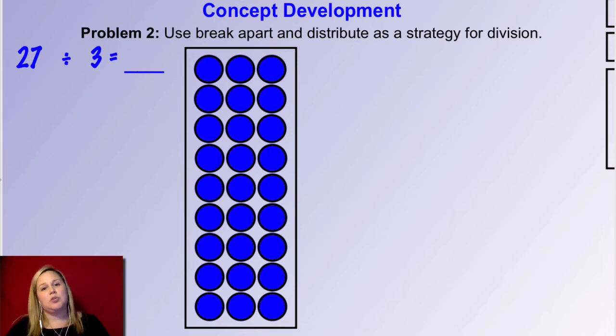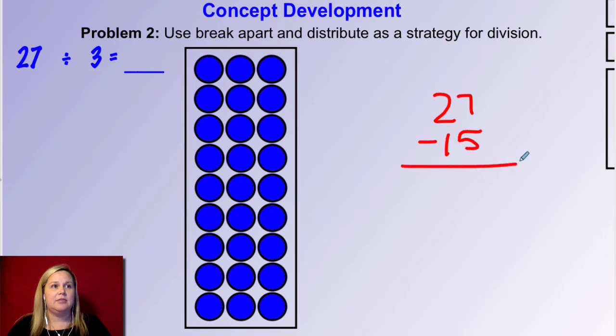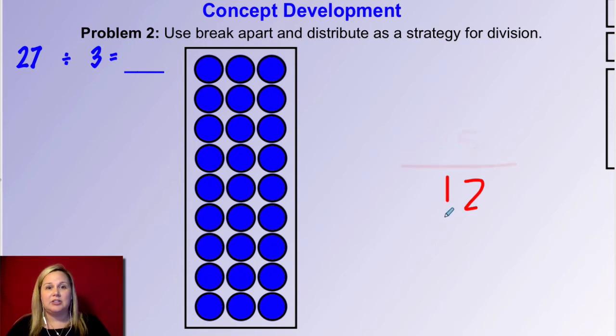So let's break apart 27 into 15 and another number. 15 plus what equals 27? Oh, might have to think about that a little bit, right? You could also break out your regular old subtraction if you need to. You do 27 minus 15, right? I know that 7 minus 5 is 2, and 2 minus 1 gives me 12, okay? So I can break that apart into 15 and 12.